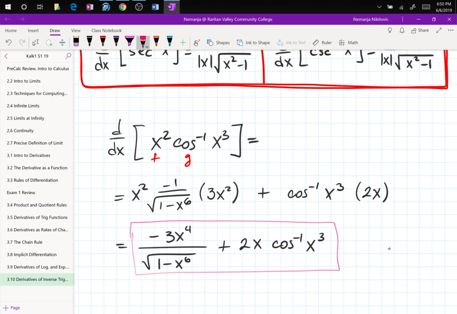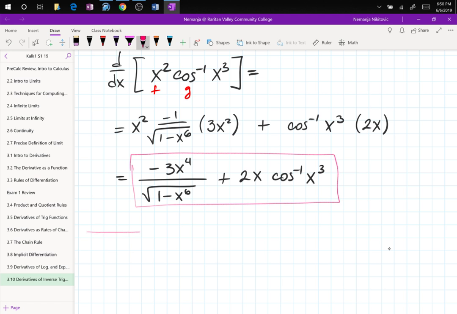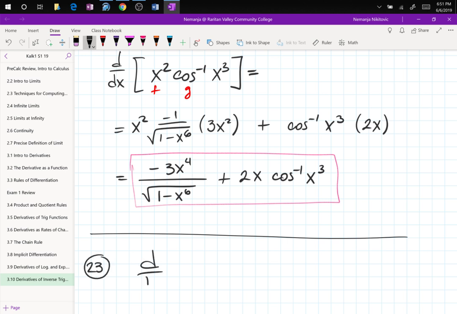Let's take a look at another example here. Say, well, how about something from homework? Problem 23 is looking for the derivative with respect to z. Derivative of cotangent inverse of square root of z.